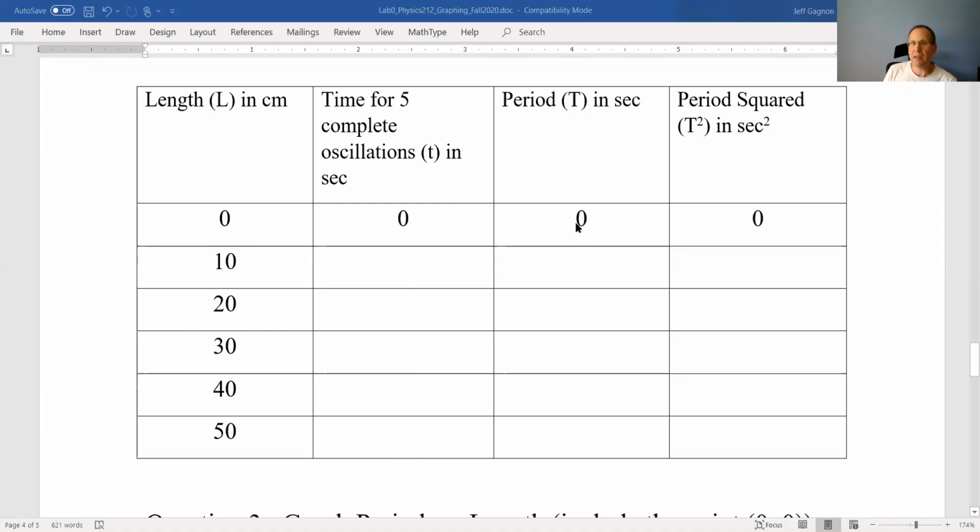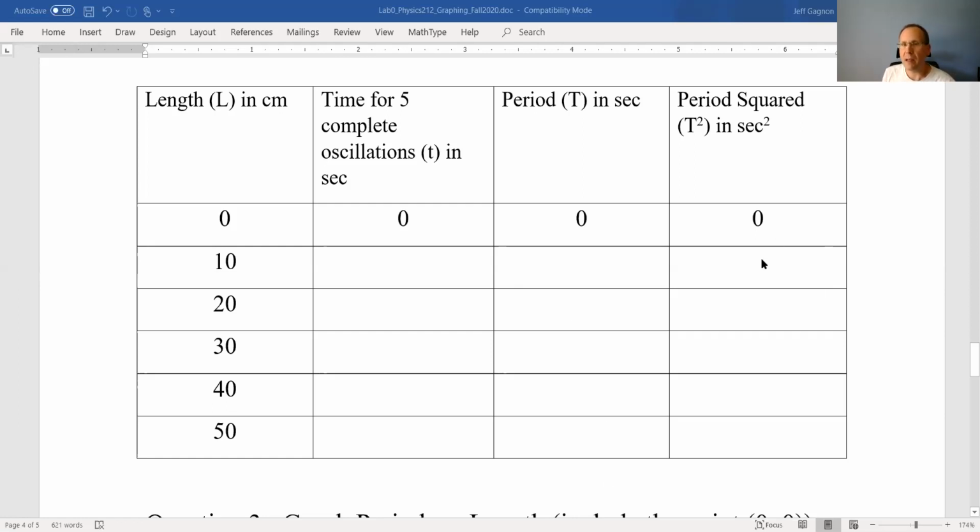The next column is the period of that pendulum, right, in seconds. So if I know the time for 5 oscillations, how do I find the period, which remember is the time for 1 oscillation? So I would just take this value and divide by 5, right? So if I do this value divided by 5, that'll be the period for 10 centimeters. If I do the second value divided by 5, that'll be the period for 20 centimeters, and so on.